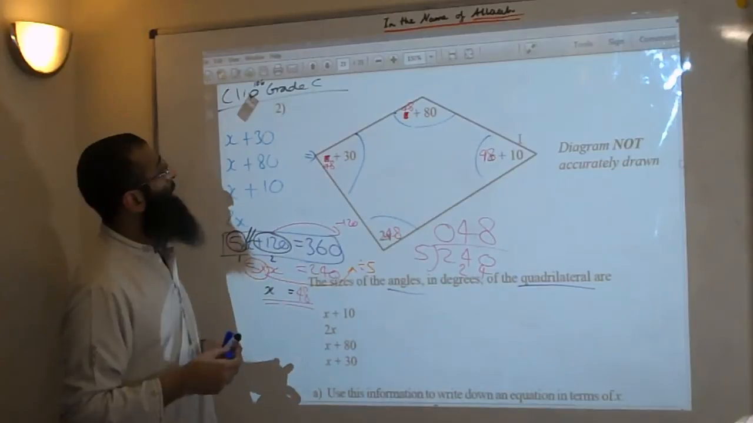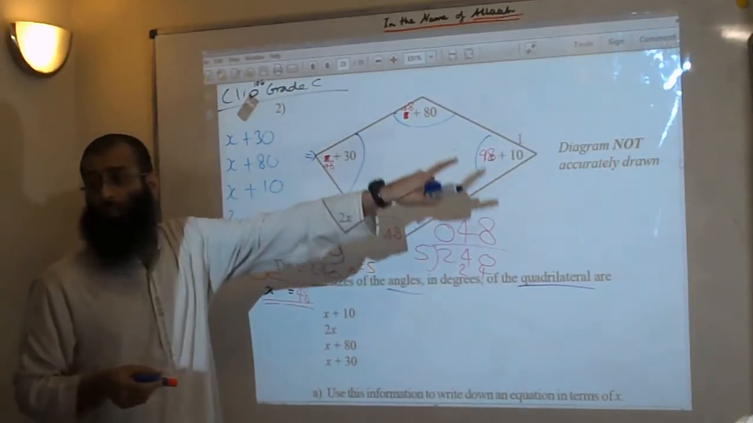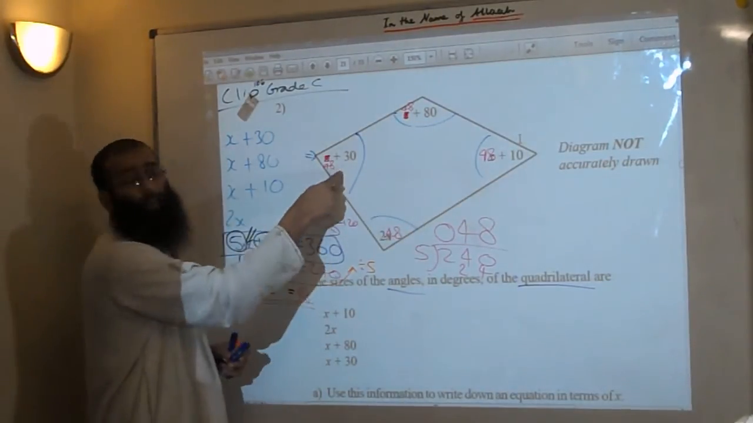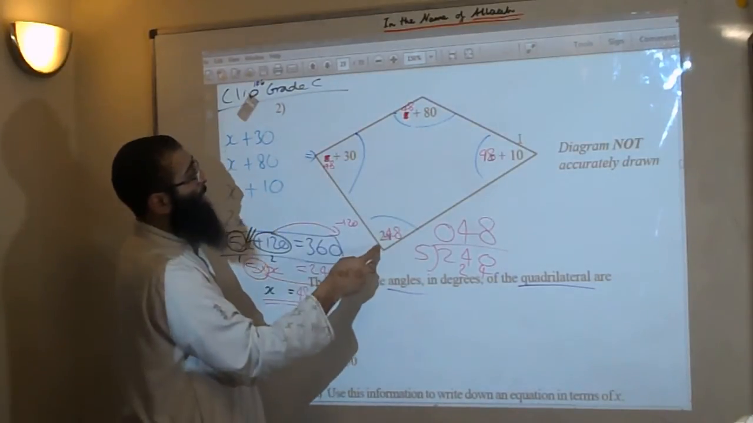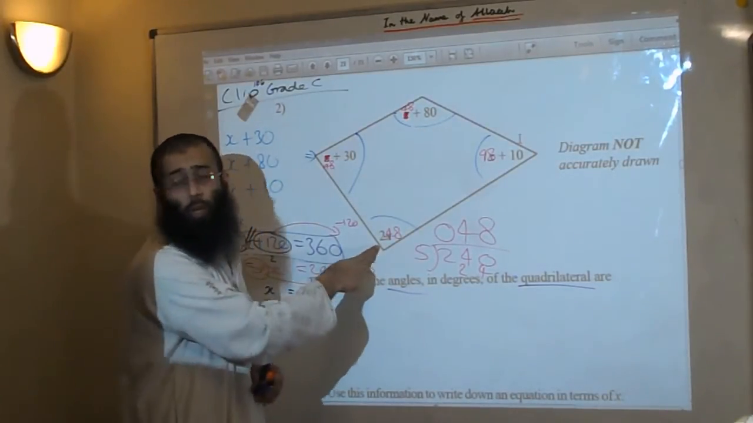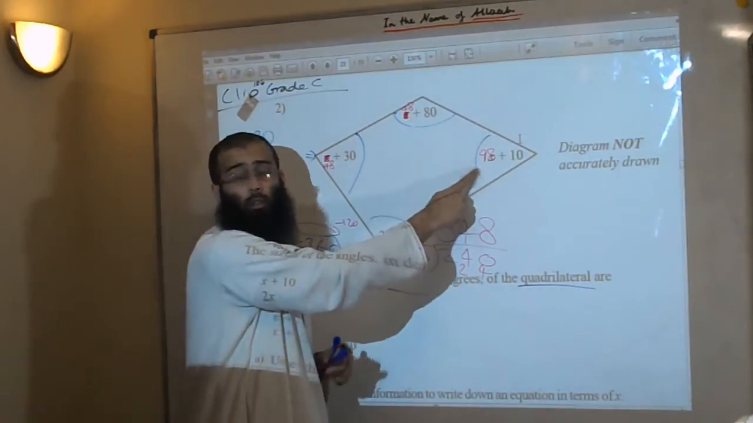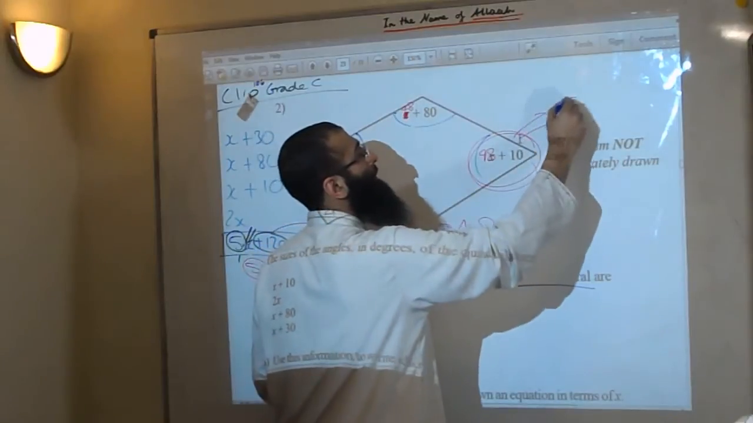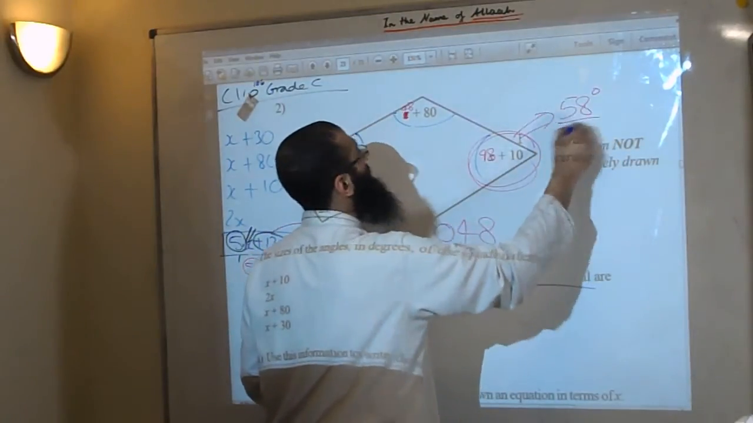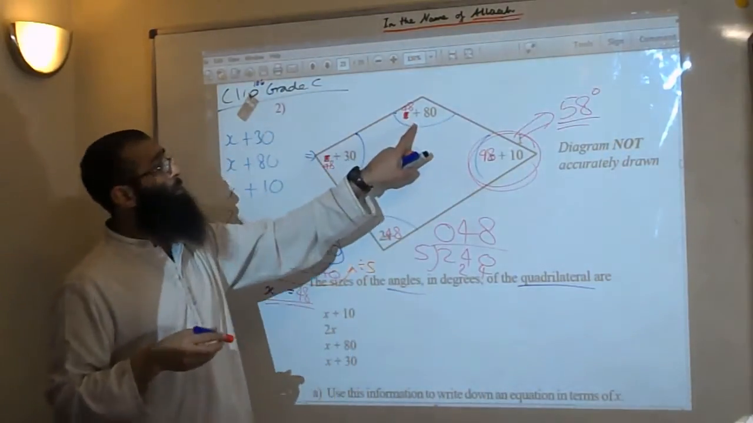Now, if you look at this now, Hassan, that's 48 add 30, yeah. That's 48 add 80, that looks quite big, and that's 2 times by 48. So the smallest one looks like? 48 plus 10. And 48 plus 10 will give us? 58.